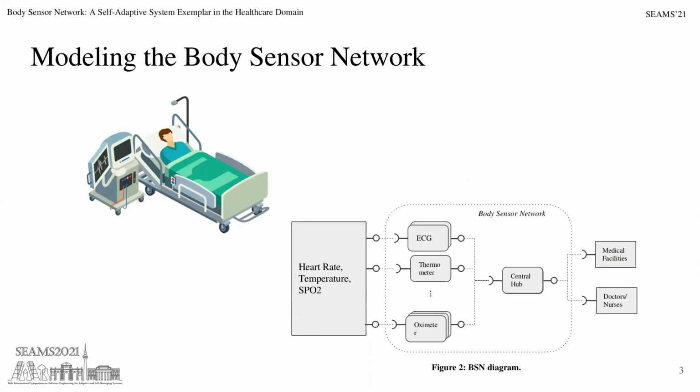We model the BSN as follows. The patient is modeled as a component that provides vital signs such as heartbeat rate, temperature, blood oxygenation, and so on. The sensors are modeled as components that collect these vital signs from the patients, filter them, and then send them to the central hub. And the central hub processes the collected data and triggers doctors or nurses when a patient is in an emergency situation.